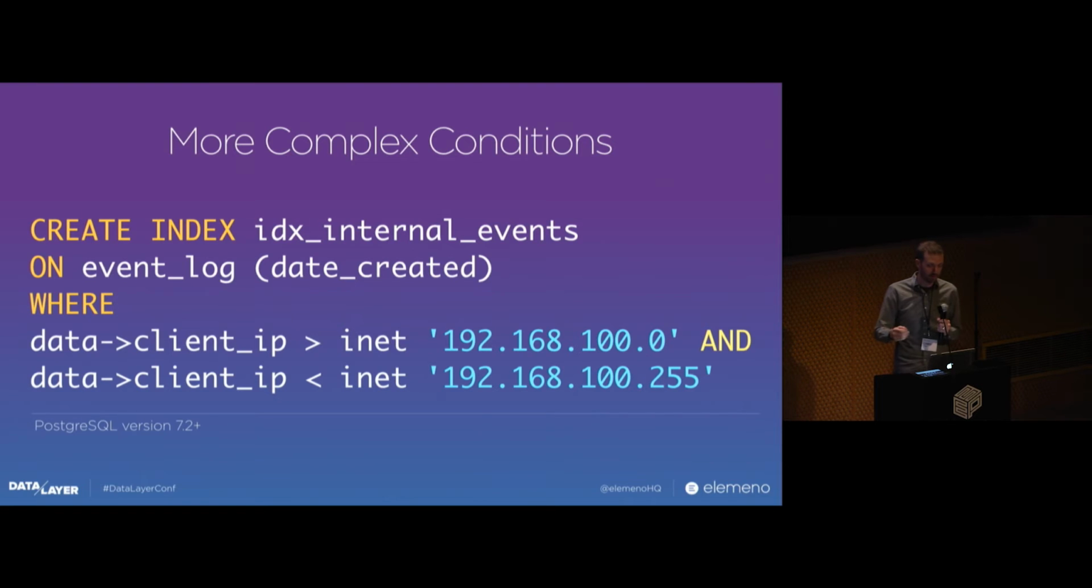This is a perfect situation for partial indexes because we have a very large table that's going to continue to grow, and we only want to pull out a small subset of that data. And the where clause is going to be static because this IP range is never going to change. So a partial index is going to help us here.